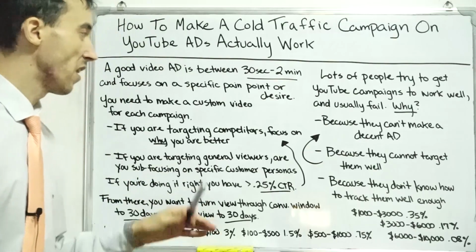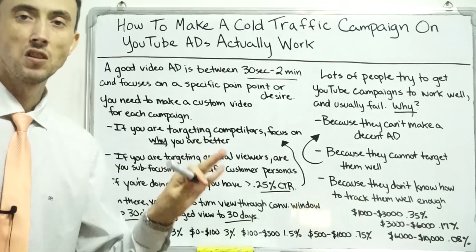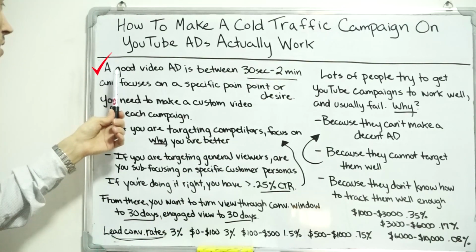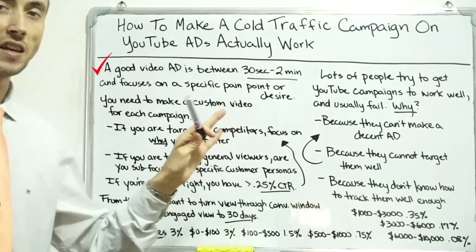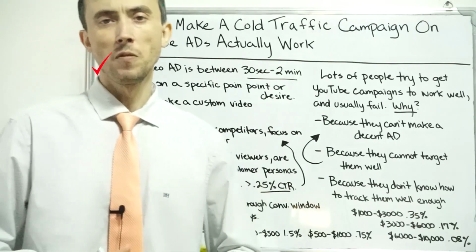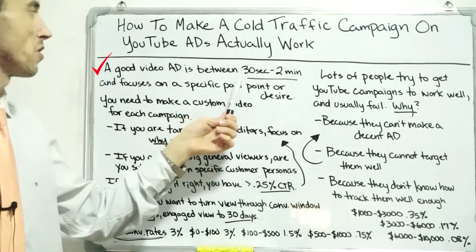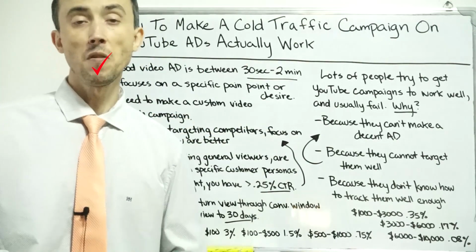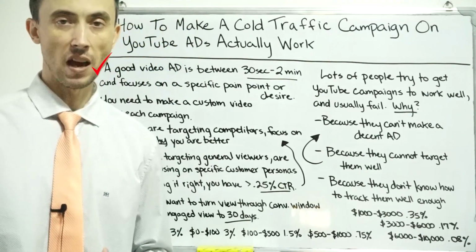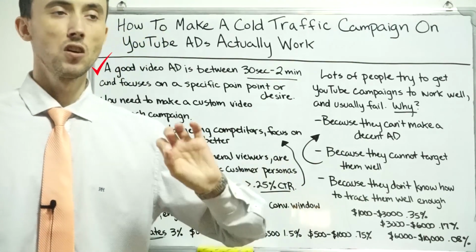So that said, here's the formula, putting this all to paper, that I use to get cold traffic YouTube campaigns to work. So first of all, and this is a common question I get all the time from clients, Corey, how long should the video be that I run? And a good video ad is between 30 seconds and 2 minutes. If you have a very complex product, you can go more so on the 2-minute side. If you have something that's more simple, go to the 30-second side.